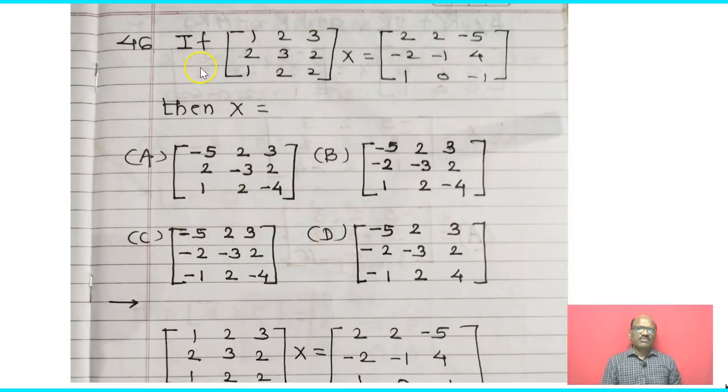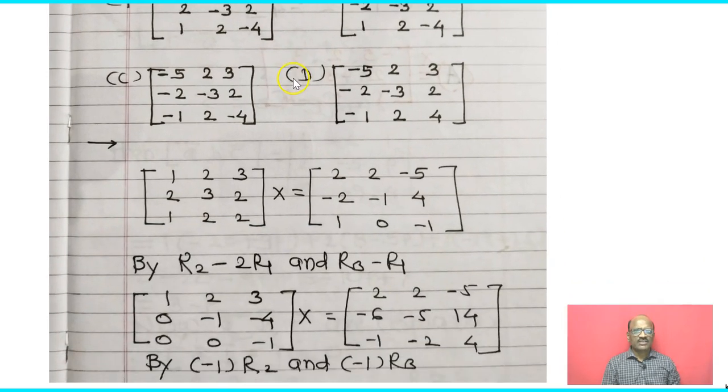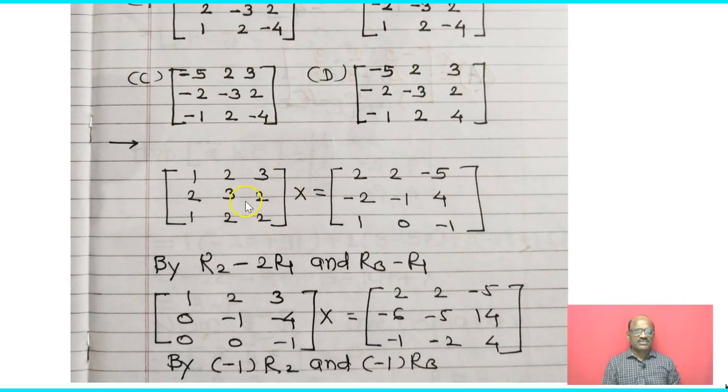Now next, question number 46: if the matrix with rows 1, 2, 3; 2, 3, 2; 1, 2, 2, multiplied by X, equals the matrix with rows 2, 2, minus 5; minus 2, minus 1, 4; 1, 0, minus 1, then what is the value of X? Now to find the value of X, we make this matrix into the unit matrix, then we can find the value of X.